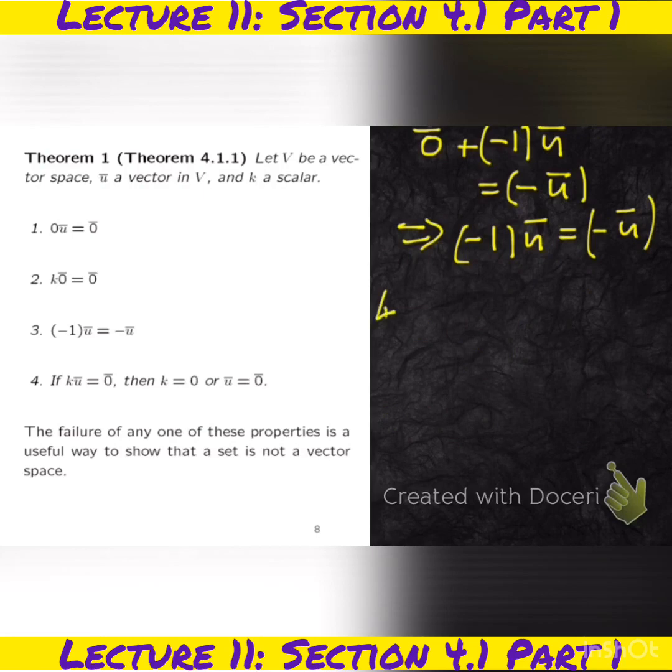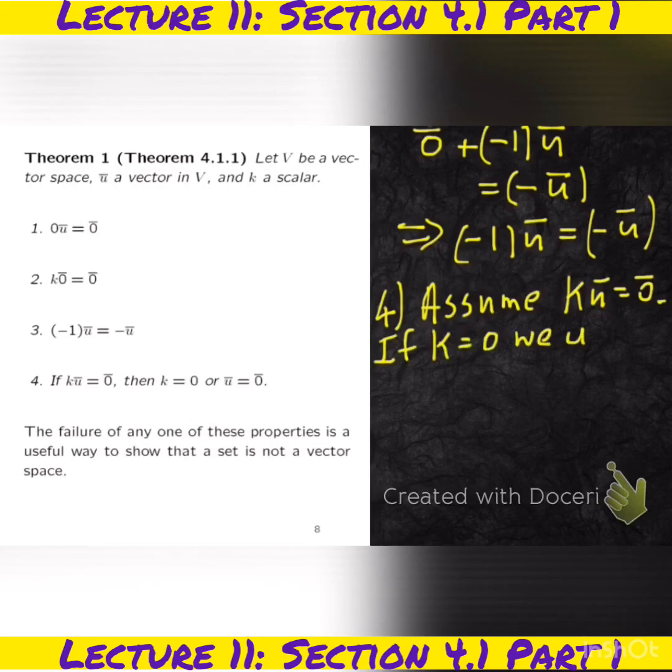And the last one is not difficult to show, so let's assume the scalar multiple of u is the 0 vector. Then if k is 0, we are done, because then we have that either that one holds or that one. In case of k equals 0, we know it holds. So we're done. So assume k is a non-zero scalar.